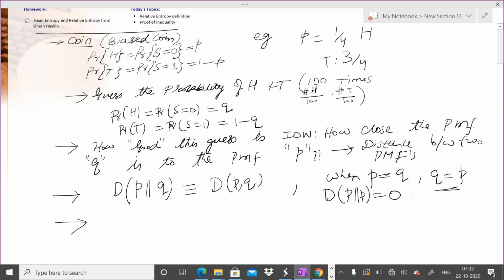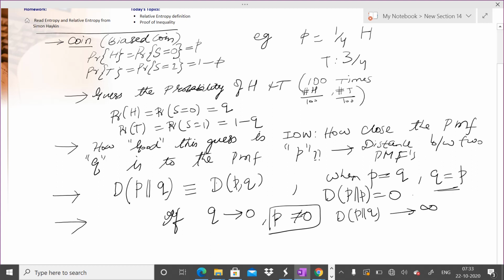Also, if your Q is 0 for any case, and your P is not 0, P is strictly some non-zero, then you are too much deviating, right? The probability is non-zero and you are claiming it is 0. You are too much deviating. Then this distance, in that case, it should tend to infinity. It should diverge a lot.